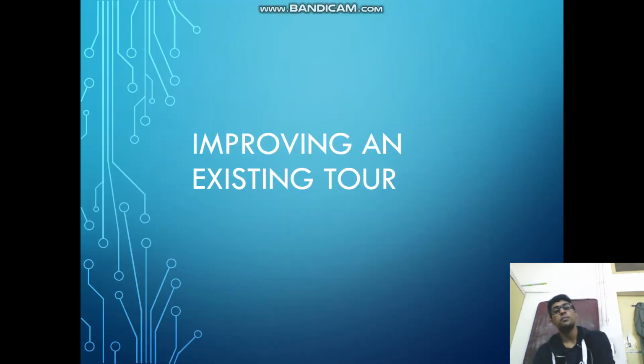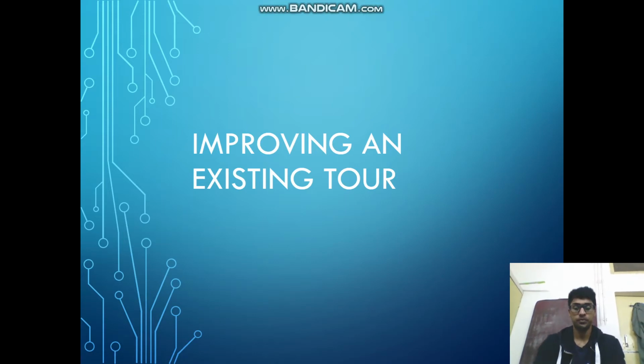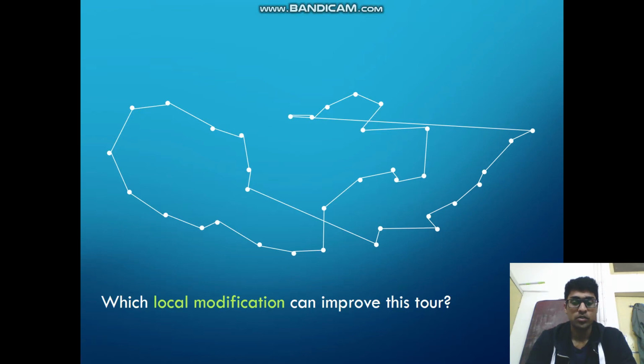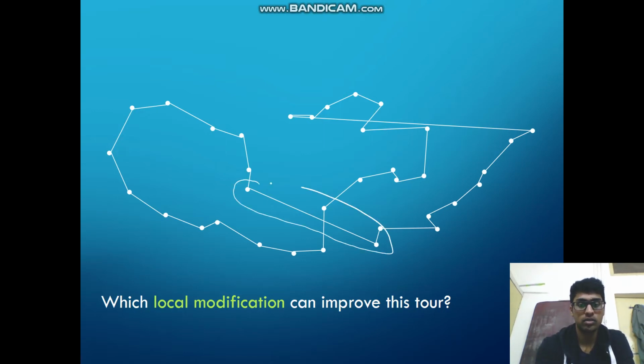Now we'll try to improve our existing tour. We'll see how we can improve it. So consider this graph. What do you think, which local modification can improve this tour? What should we change? As we already discussed, we see over here that this cross is not at all good, and we can obviously change it by connecting these two and these two. So we'll do that exactly.